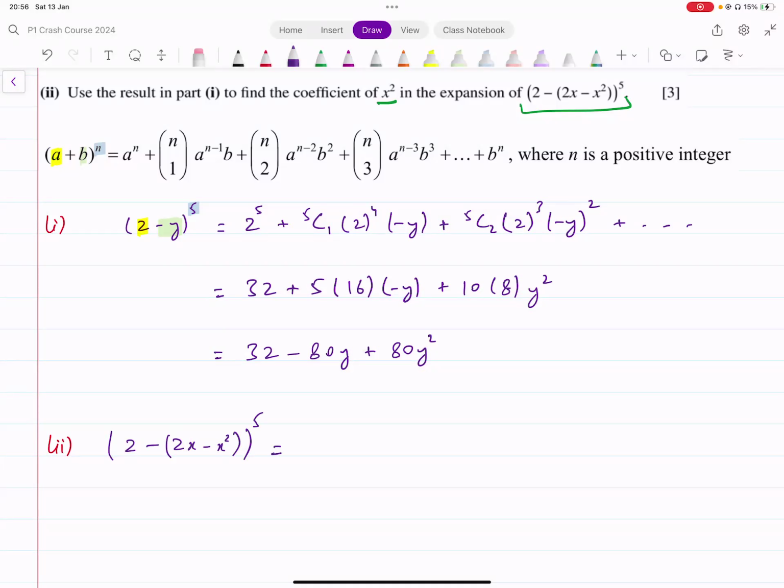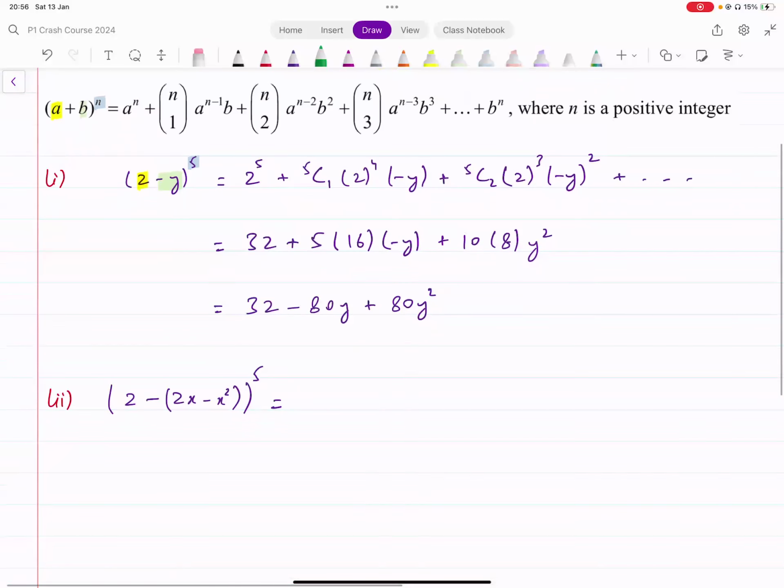Now we have to expand this and find the coefficient of x squared. That's what we have to figure out. And we have to use the result in part 1 somehow. Now, how is the first part relevant for the second part? How is the first part relevant?